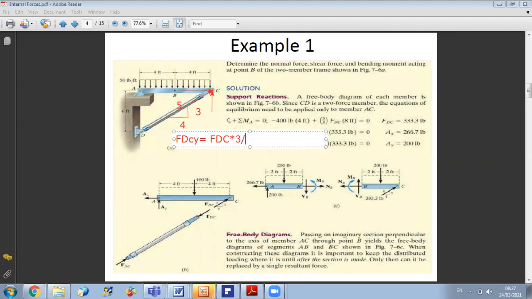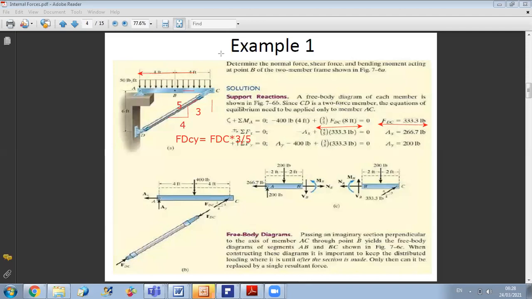And then to get the moment of this force, I should multiply FDY by this distance, which is 8. So you get minus 400 times 4 plus 3 over 5 FDC times 8. You get the value of FDC. You can calculate AX, AY, but it's not needed, because if you take this part, no need for AX, AY. On the other hand, if you want to work with the left part, you should calculate the values of AX and AY.